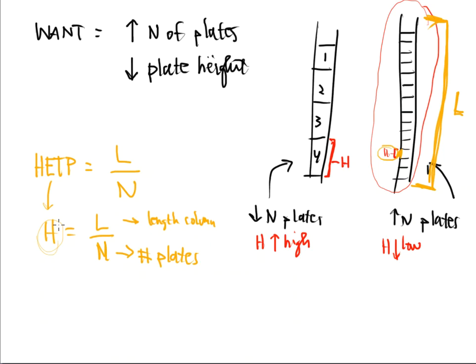Or if you know two pieces of the puzzle, you can calculate the other one. If you know the height and you know the number of plates, you'll be able to calculate the length of the column. If you know the length of the column and the height of the plate, then you'll be able to calculate the total number of plates altogether. But that is one way that we can calculate the height of a theoretical plate. Look at the column. How long is it? Now, how many plates are on the inside? You take the two, you divide them, and you pop out a number, and that number is the height.